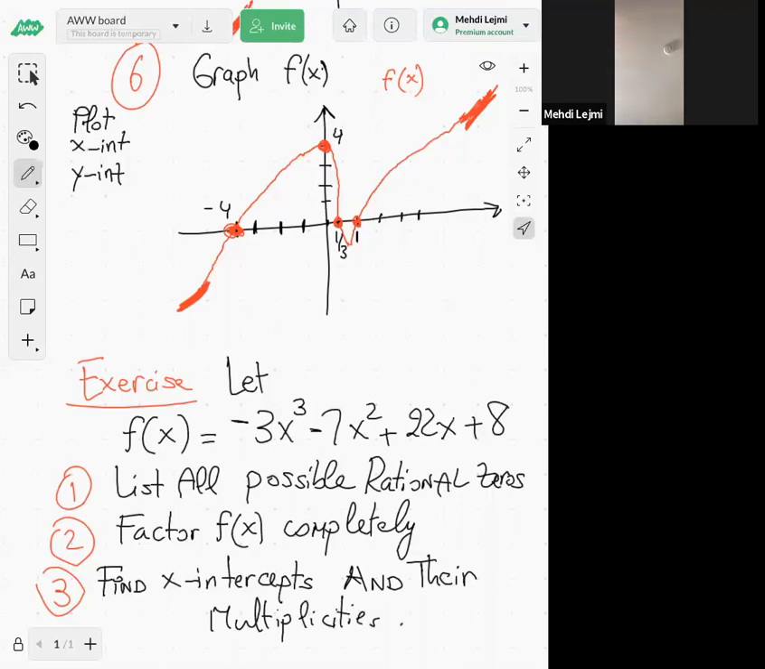Well, we won't do 4, 5, and 6. I mean, we won't find the y-intercept, the behavior at infinity, and graph f of x, because we already did similar examples, I think a week ago. Anyway, I'm going to give you guys, let's say, 5 to 10 minutes for this exercise. If you have any question, of course, please let me know.